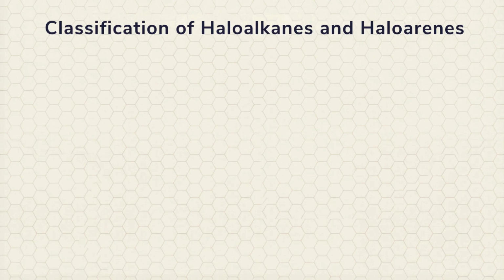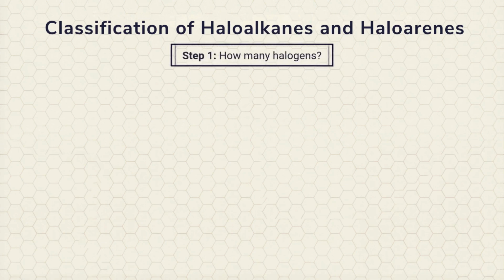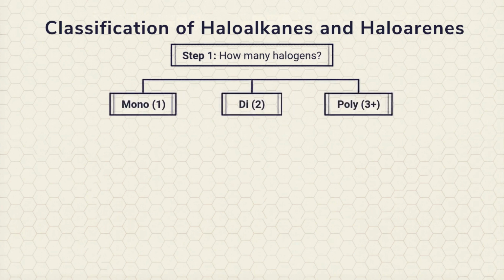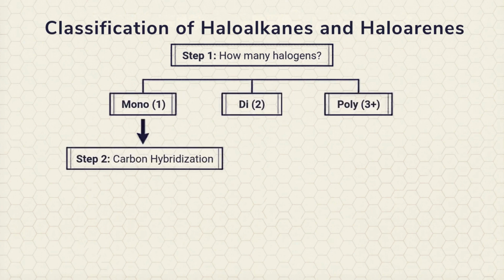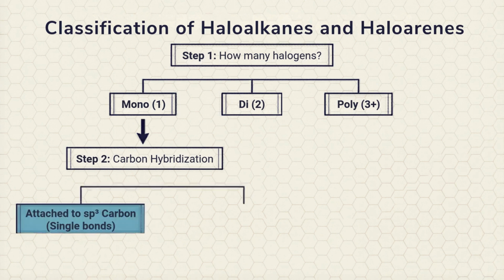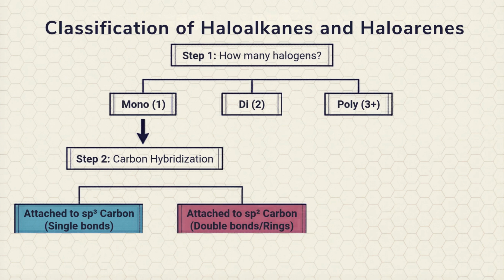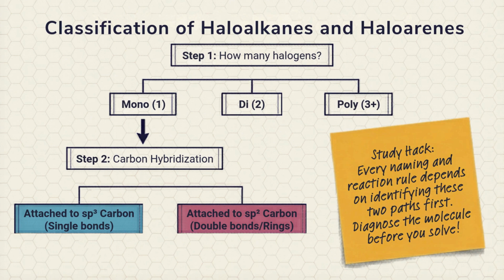Classification begins with a simple two-step filter. First, count how many halogens are present: mono, di, or poly. Then check what kind of carbon the halogen is attached to. If it is attached to an sp3 carbon, you are dealing with a haloalkane. If it is attached to an sp2 carbon, the compound falls into the haloarene or vinylic category. That classification logic matters because naming and reaction behavior both depend on it. The safest habit is to identify the type before trying to solve anything else.